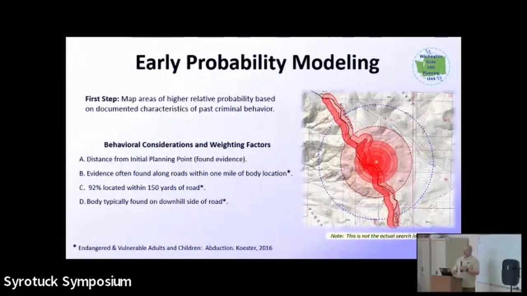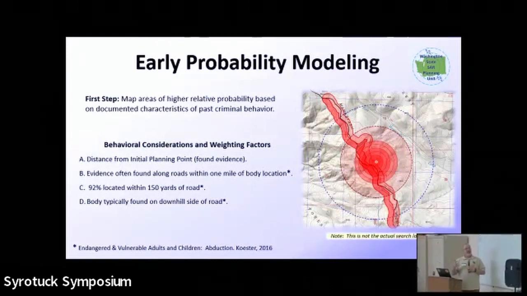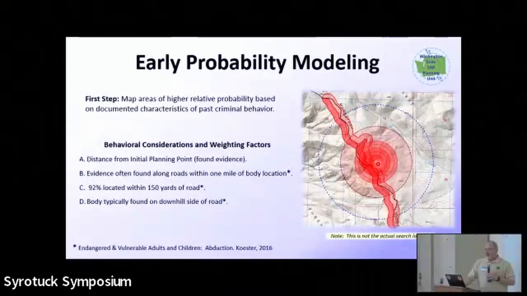So what we did is, we began by doing our probability modeling by looking at the historical patterns that we just discussed there. We took some of the patterns that documented Bob Kessler's endangered and vulnerable adults and children reference. We did some probability modeling based on distance found from the initial planning point from the initial evidence.